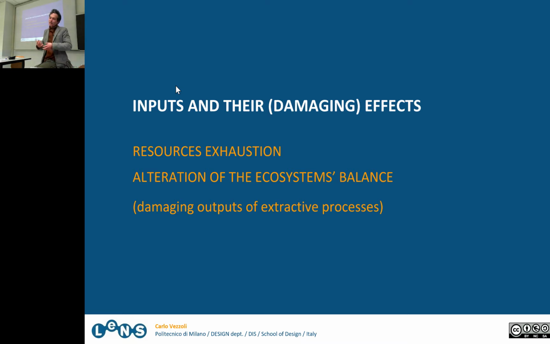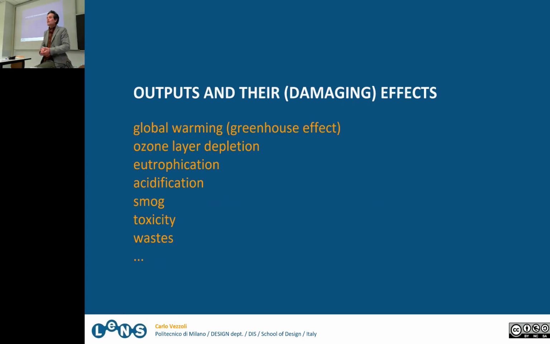Of course, the effect that we have from the extraction, we will see more related to the output of the system. We already introduced those the other time. We will not go into any deeper discussion about this. I just want to remember that the key ones are global warming, ozone layer depletion, eutrophication, acidification, the smog, which could be winter smog and summer smog, toxicity, waste, and maybe even others.